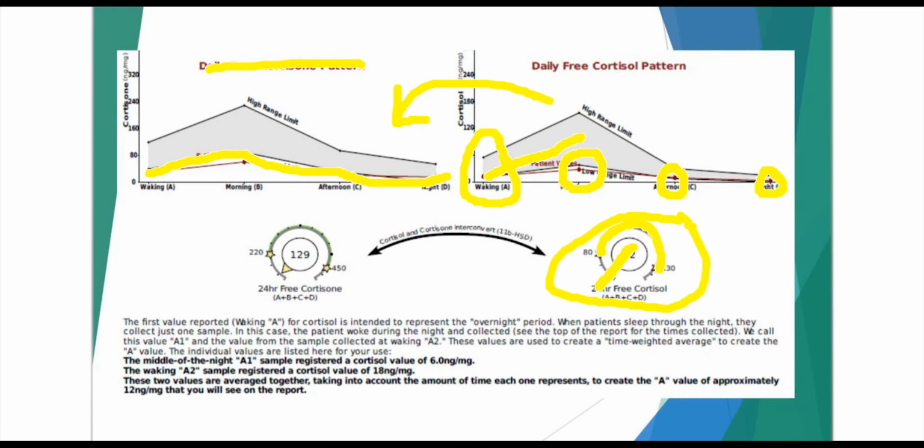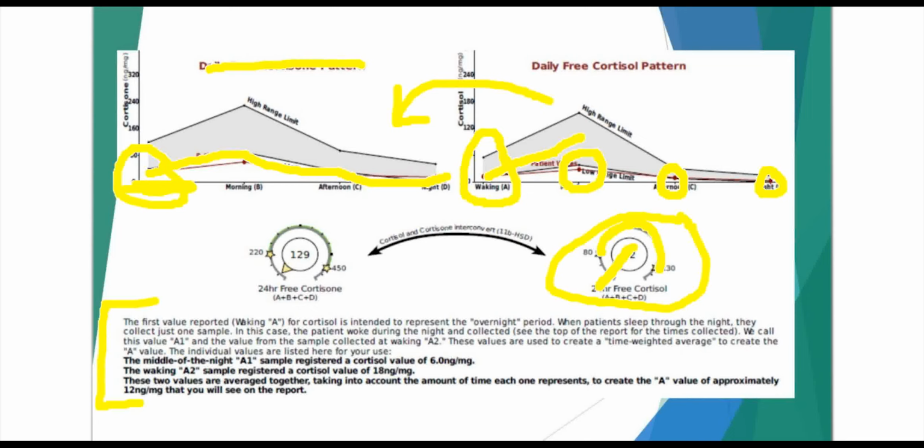At the bottom of this page, you can see values for the overnight sample if, in fact, the patient woke up at, say, 1 a.m. and collected a sample, and then woke up and got out of bed at 6 a.m. and collected a second sample. These waking samples, the waking result, is an aggregate of the two. So that value represents the entirety of the night. But if you want to know the individual values that make that up, you can see those here.